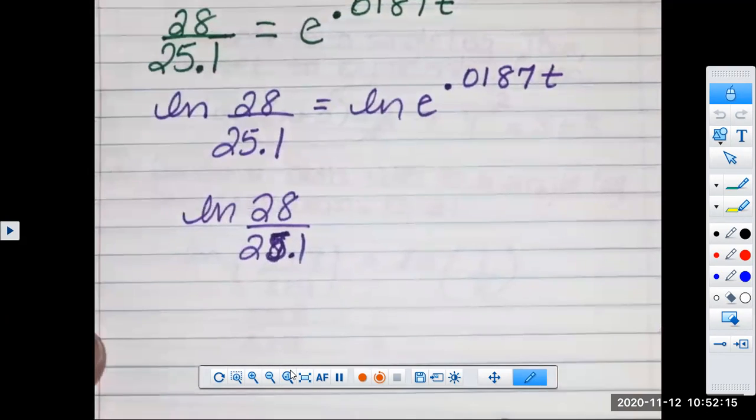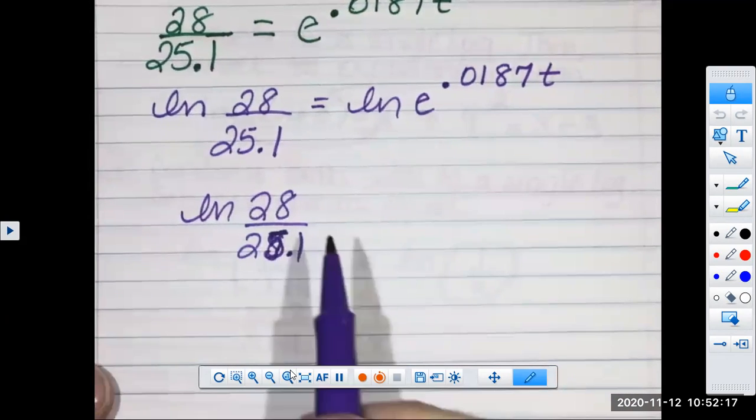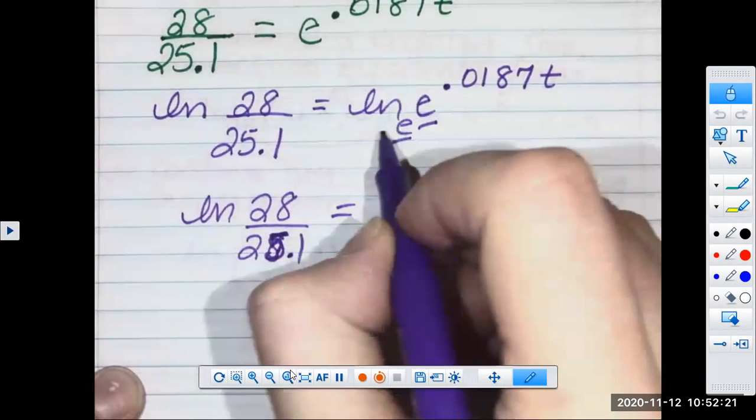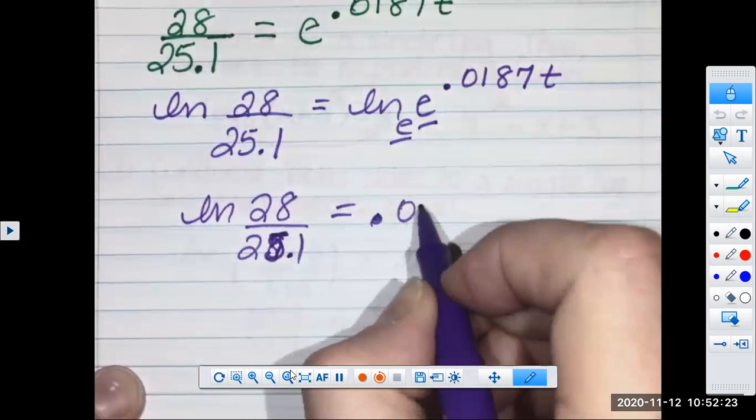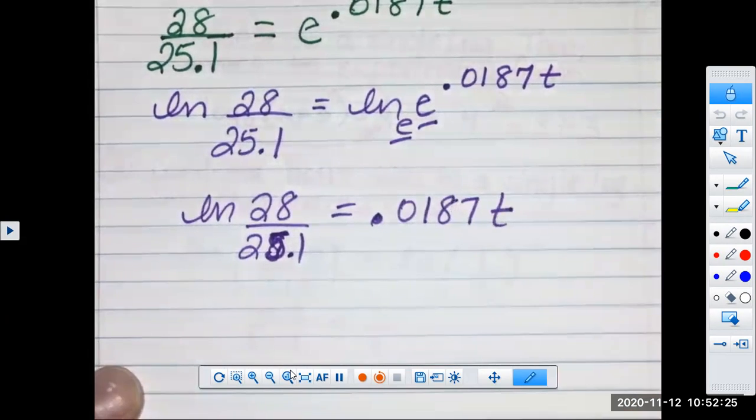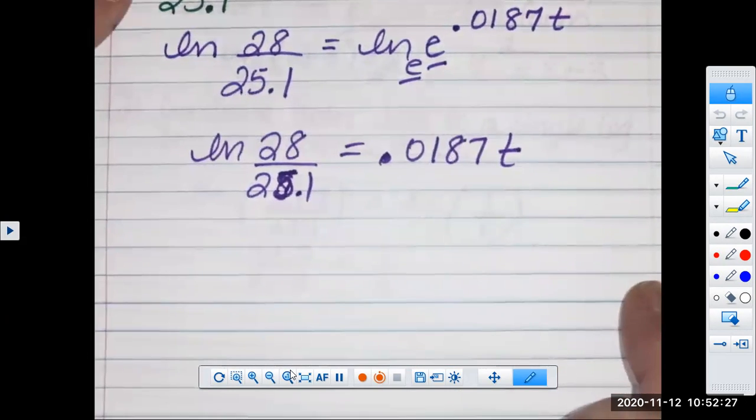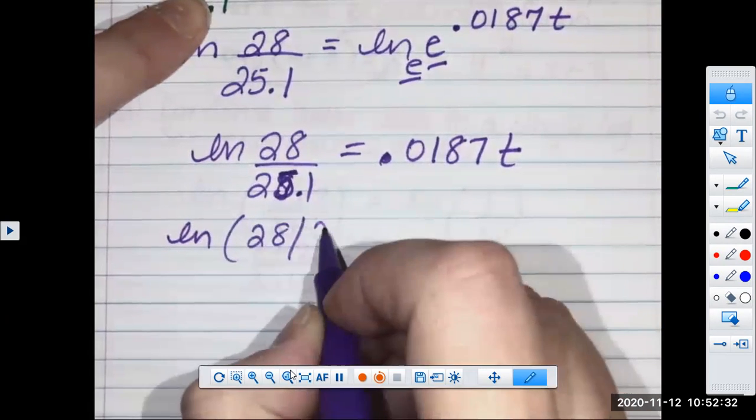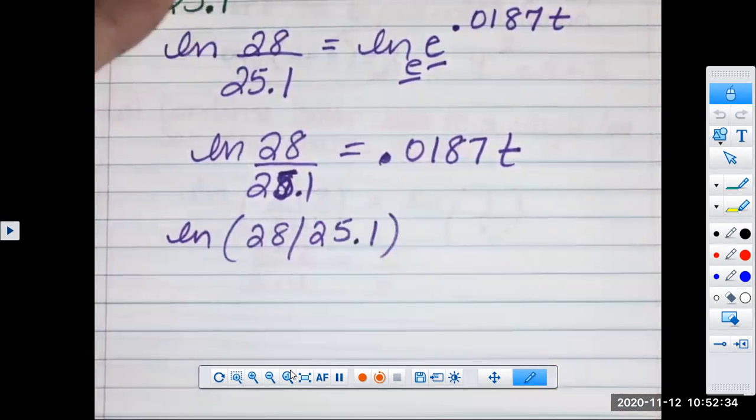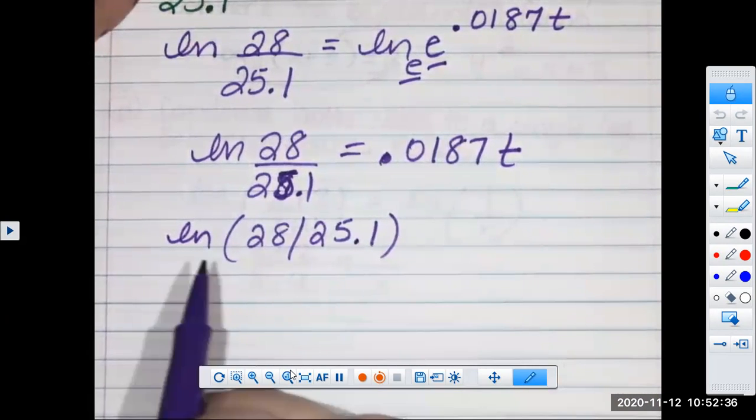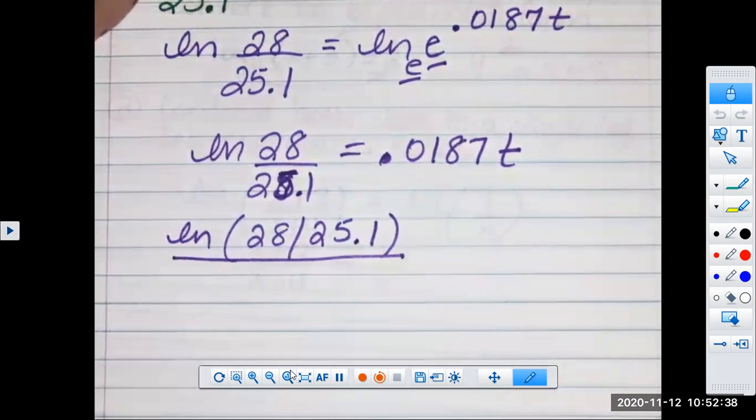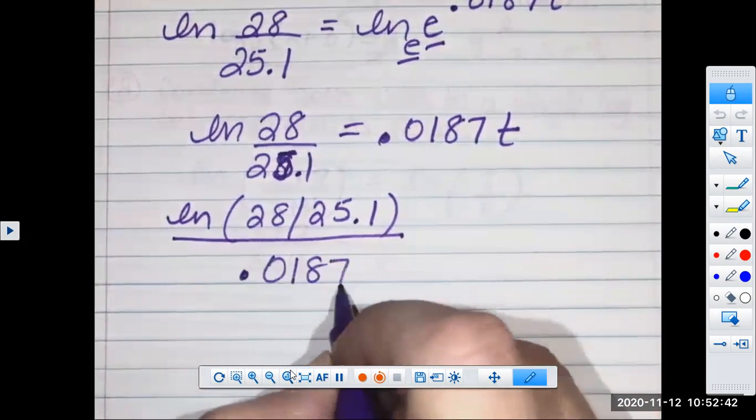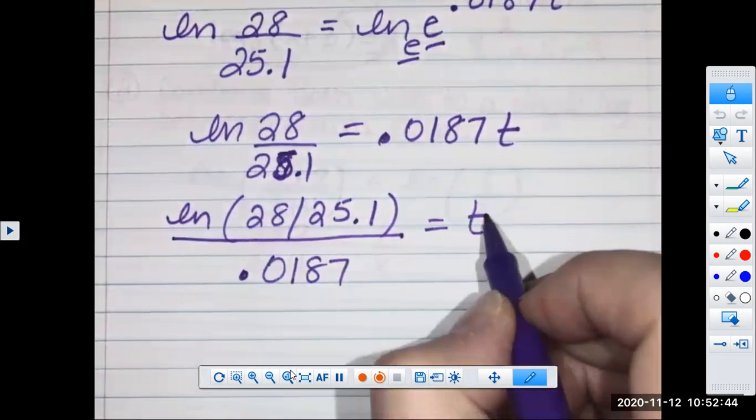Okay, you'll have natural log of 28 over 25.1 equals, base is the same, so all of that cancels, you're left with 0.0187 T. When you type this in your calculator, type in natural log of 28 divided by 25.1, and then hit equal, and you're going to divide that answer by 0.0187 to get the time.